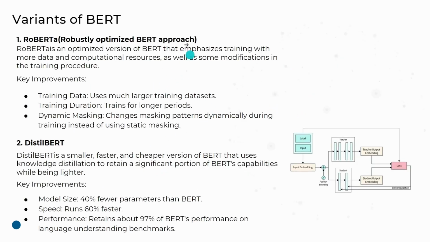Now we will see the variants of BERT. We have around 5 variants of the BERT algorithm. First is RoBERTa. This version of the BERT model differs in that we use a larger training dataset, the training duration is quite longer compared to the BERT model, and we do dynamic masking rather than static masking. In DistilBERT, we have 40% fewer parameters than BERT, and it runs 60% faster than the BERT model, while performance is retained at around 97%. So DistilBERT is a smaller, faster and cheaper version of BERT. That's the only difference between BERT and DistilBERT.